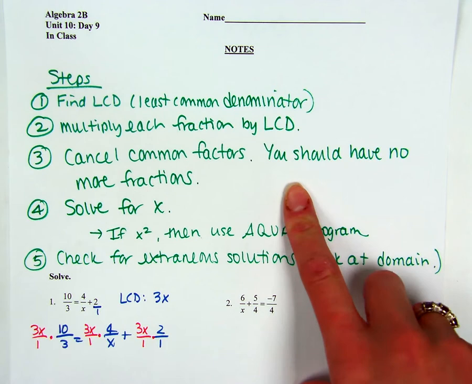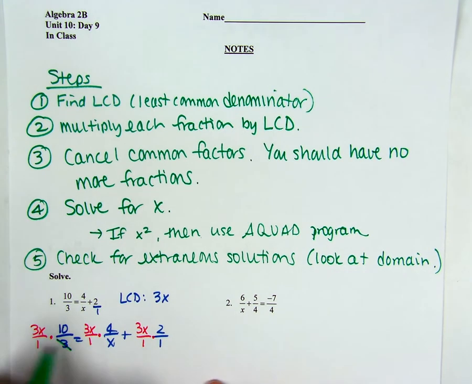Now I'm going to cancel my common factors. So notice that I have a 3 that can cancel out. I'm left with 10x over 1, which is just 10x. Here my x's cancel, so I'm left with 12 over 1, which is just 12. And over here nothing cancels, I have 6x over 1, which is just 6x.